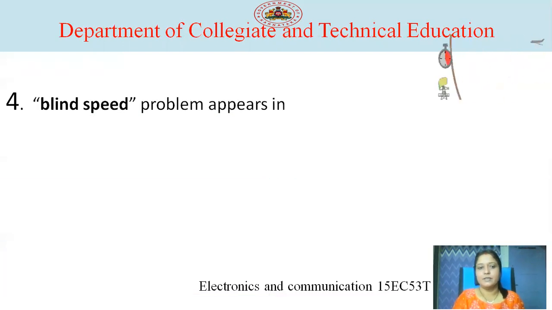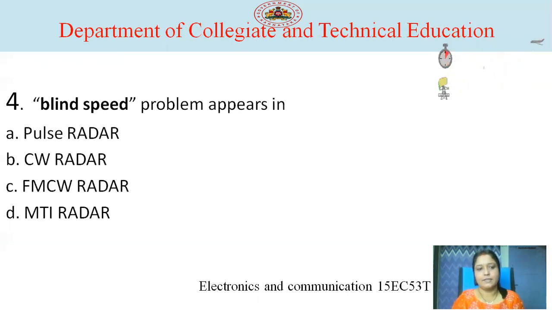The next question: the blind speed problem appears in which type of radar here? Pulse radar, continuous wave radar, FMCW radar, or MTI radar. Where are we facing this problem? Is it continuous wave radar? No, the correct option is option D, that is MTI radar, the moving target indicator.